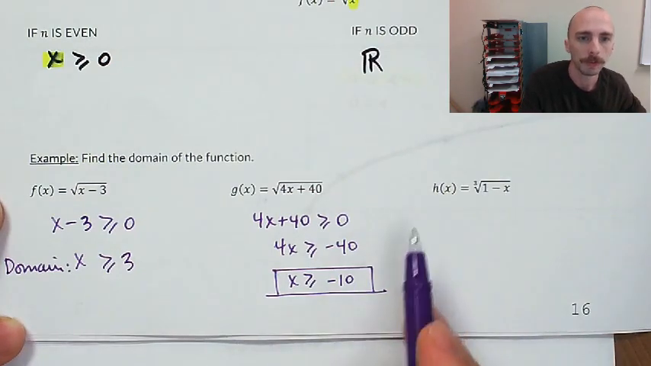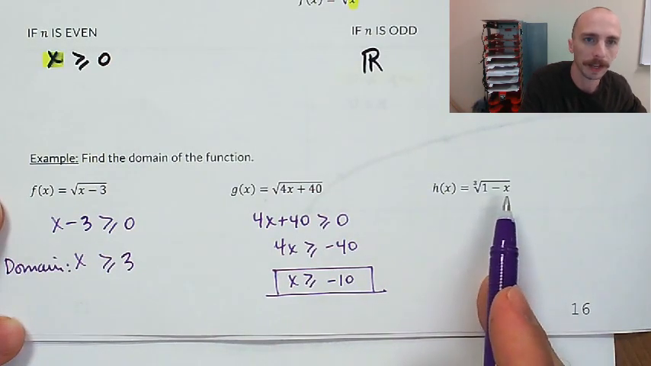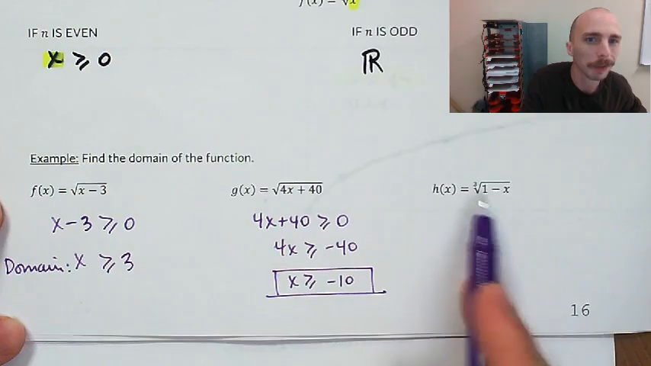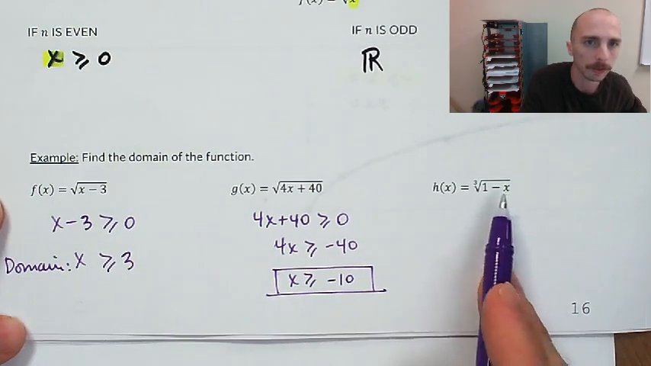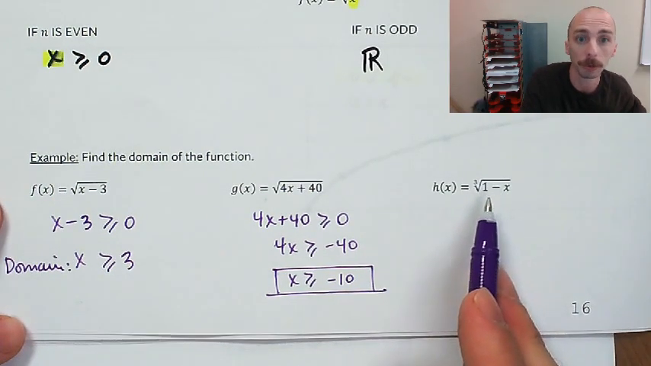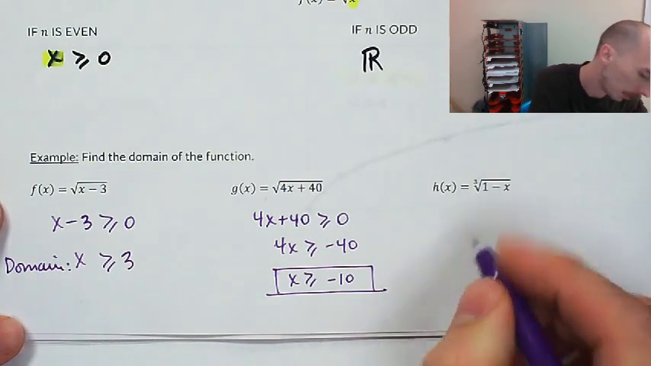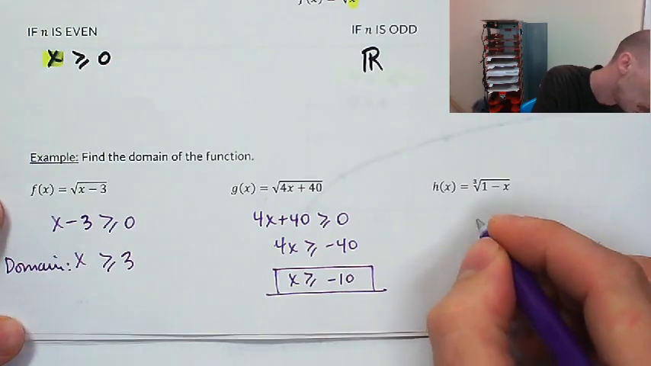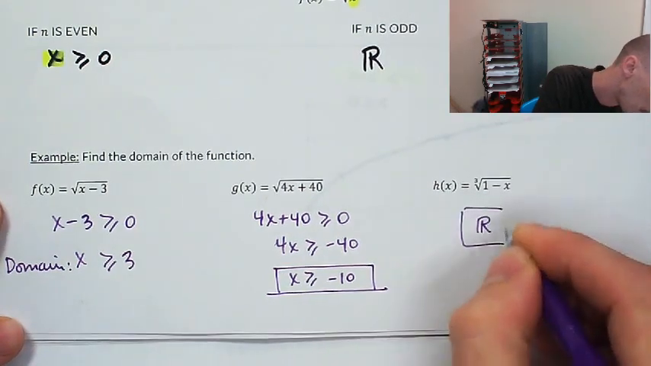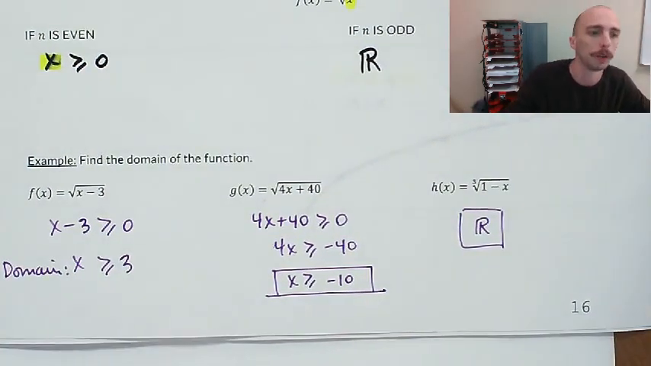For h of x equals the cube root of 1 minus x, this is a cube root. We can plug anything we want into a cube root. There's no, oh, you can't take the cube root of a negative number. Yes, you can, and when you take the cube root of a negative number, it comes back negative. So I'm just going to say that the domain of this one is all real numbers, which is what we're going to say anytime we have a cube root.